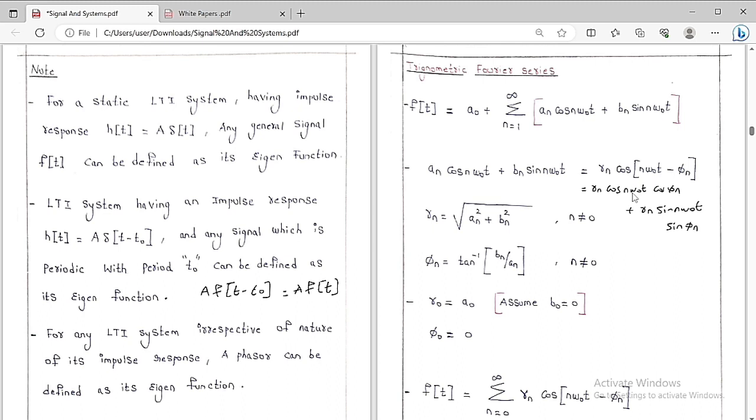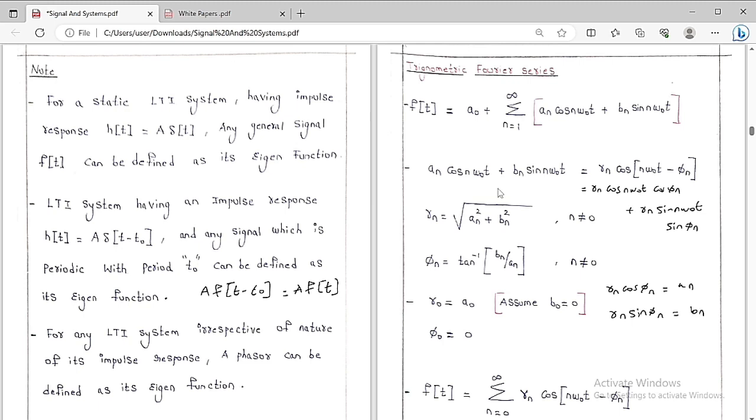So cos a cos b plus sin a sin b. Taking Rn inside, this is what we are going to get. Then if you see clearly, Rn into cos phi n is nothing but An. So if you compare, Rn into cos phi n is nothing but An, and Rn into sin phi n is nothing but Bn, right?